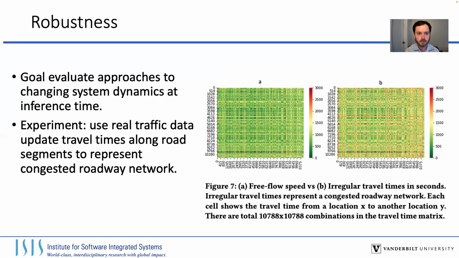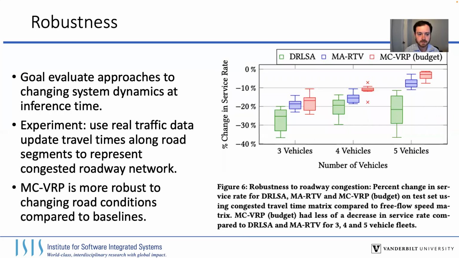We also compared our approach in the context of robustness. The goal of this experiment was to evaluate approaches to changing system dynamics at inference time. We used real traffic data to update travel times along road segments to represent congested roadway networks. We can see that our approach had less of a change in service rate between the original experiment and the experiment run with the more congested network, showing that MCVRP is more robust to changing road conditions compared to the baselines.